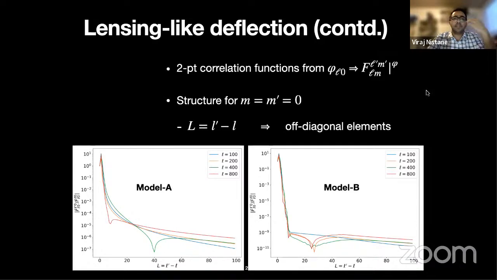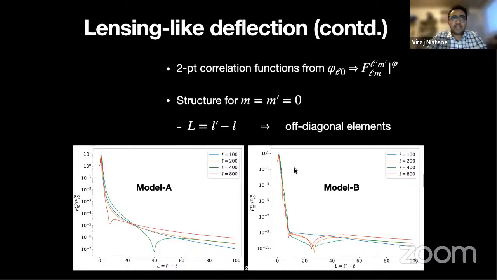To have a visual aid for the structure of these 2-point correlation functions, we see the case for m prime set to 0. In that case, we have defined the capital L, which is the subtraction of L prime and L. This denotes the off-diagonal elements in the correlation matrix. The off-diagonal elements of the function appear in our case due to statistical anisotropy. Otherwise, the correlation function would have only diagonal elements with the intrinsic anisotropy.